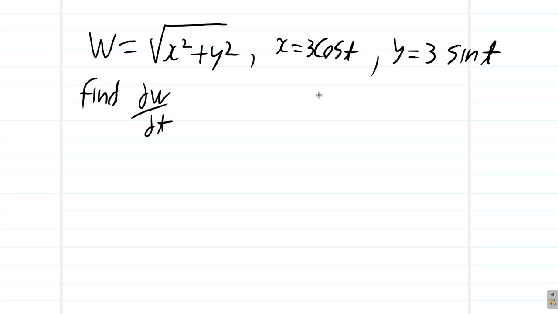Here we have the function w is equal to the square root of x squared plus y squared. Now, you have a function x, right? The same x here is itself a function. It's 3 cos t, and then y now is a function 3 sin t. You need to find the partial derivative of w with respect to t.